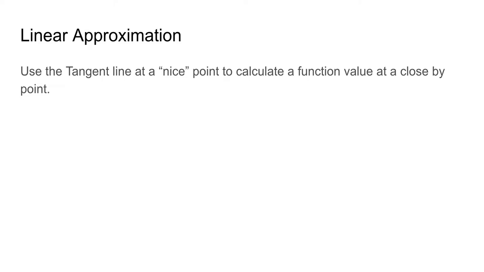So a linear approximation is when we take the tangent line at a particular point, and a nice point, by a nice point, we say like integer value 3 or 4, when we're trying to maybe make an approximation somewhere between there, which might make the math a little bit more difficult to work with. But we choose that sort of nice point close to where we want to actually get the approximation.